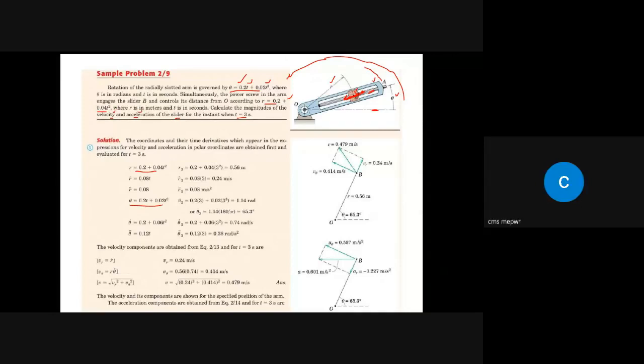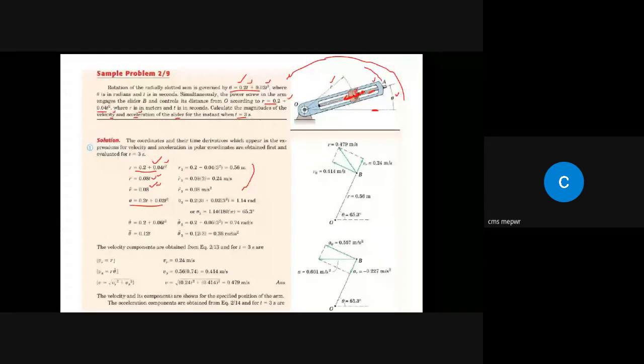So we have r. Can we find r dot? Yes, sir. How? We take the derivative, the first time derivative. How can we find r double dot? Time derivative. What is t? 3 seconds. Put t equal to 3 seconds here and here also. So these are the values of r, r dot, and r double dot. R3 means r at 3 seconds.